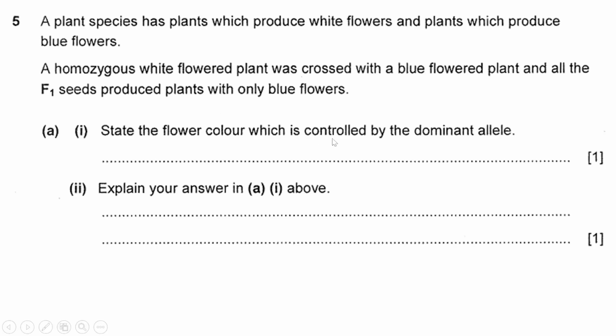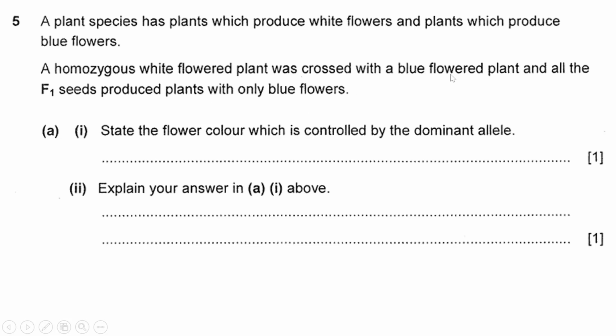So for all the offspring to have blue flowers, it means that the blue flowered plant was dominant and also homozygous. They have not mentioned that, but it means that it had genes which it shared to all of its offspring. The white plant also shared its genes to all of its offspring, but those genes were not able to be shown because we are told F1 seeds produced plants with only blue flowers.